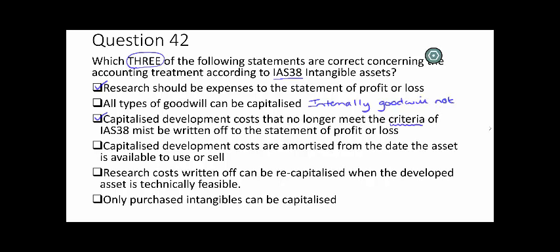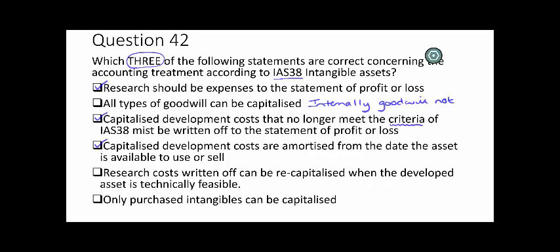If at any point we realise that we no longer meet those criteria, we should write off any capitalised development costs. The next one says, again, capitalised development costs are amortised from the date the asset is available to use or sell. And again, that is correct. As soon as we have an asset from which we expect to realise economic benefit, either through use ourselves or through resale, that's the point at which we would start amortising to try and match the expense with those benefits.